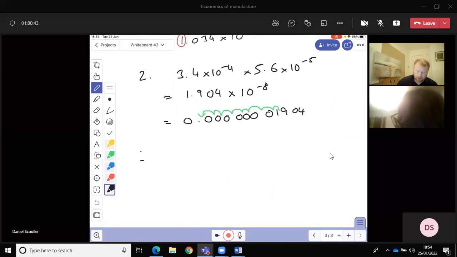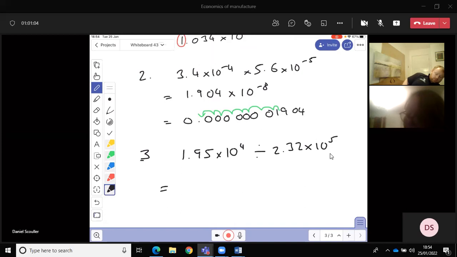One other thing I want you to try in your calculators is just divide it. Exact same process, there's nothing different. 1.95 times 10 to the 4 divided by 2.32 times 10 to the 5. Okay, so big numbers. 1.95.